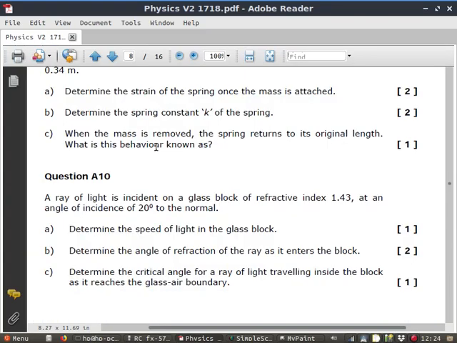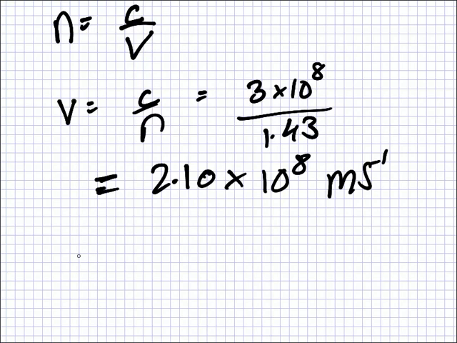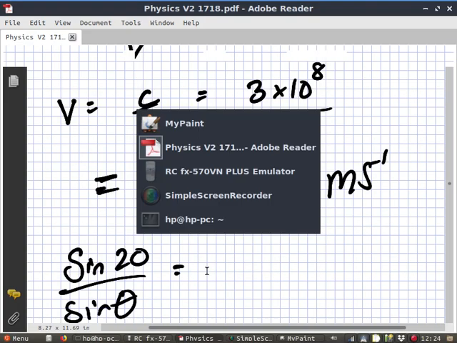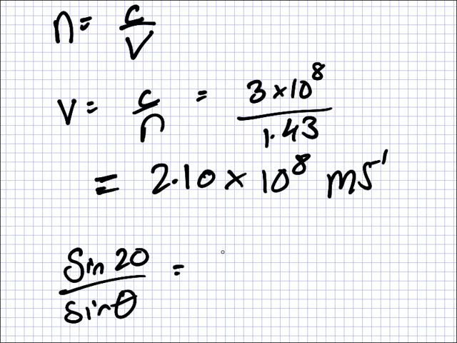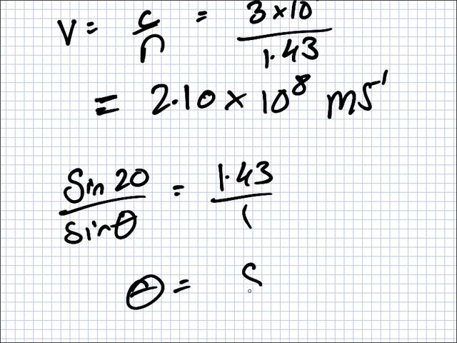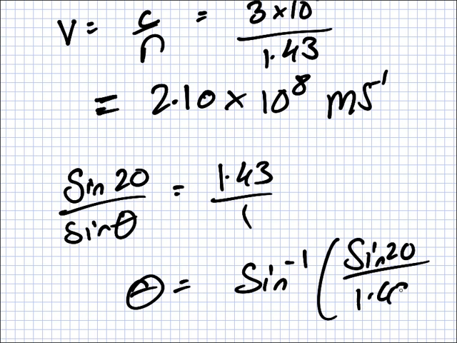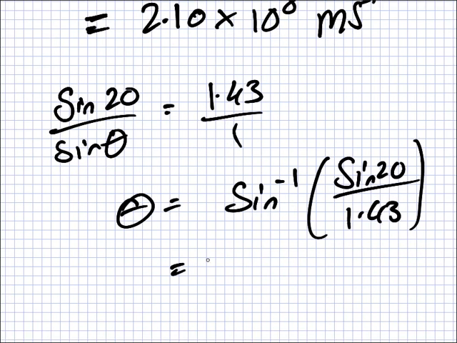Good job. Okay. What is the angle here? So now we use the formula sine 20 over sine theta, and this one is going from air to glass. So that's 1.43 over 1. So theta is sine inverse of sine 20 over 1.43. What's that? 13.8. Okay.